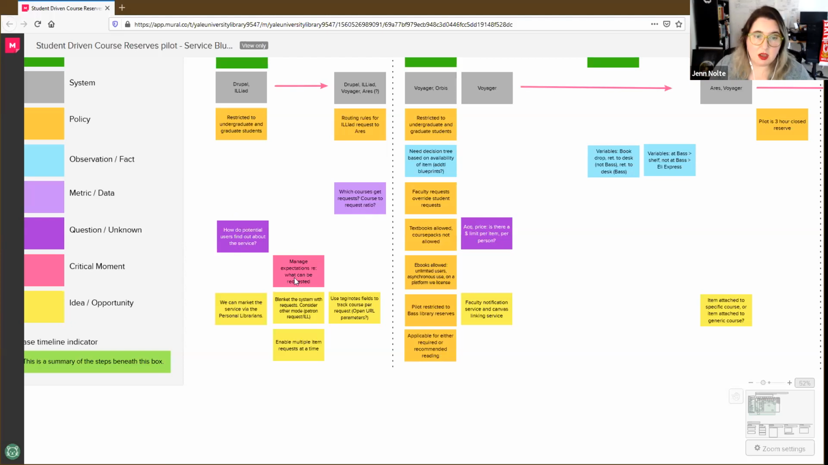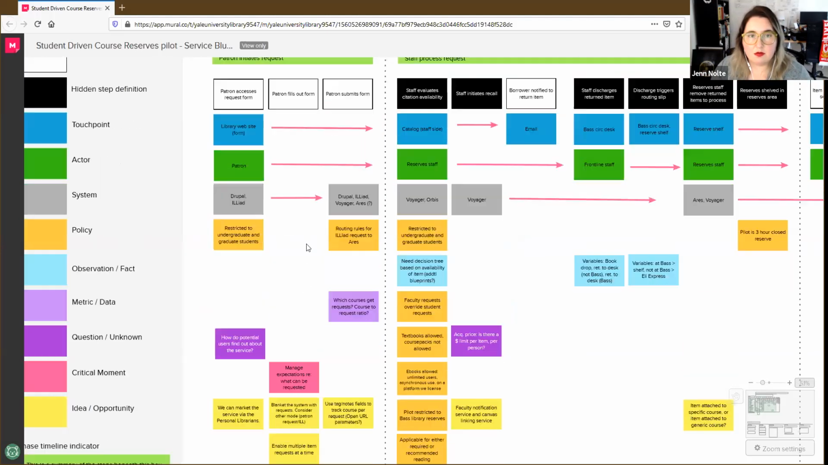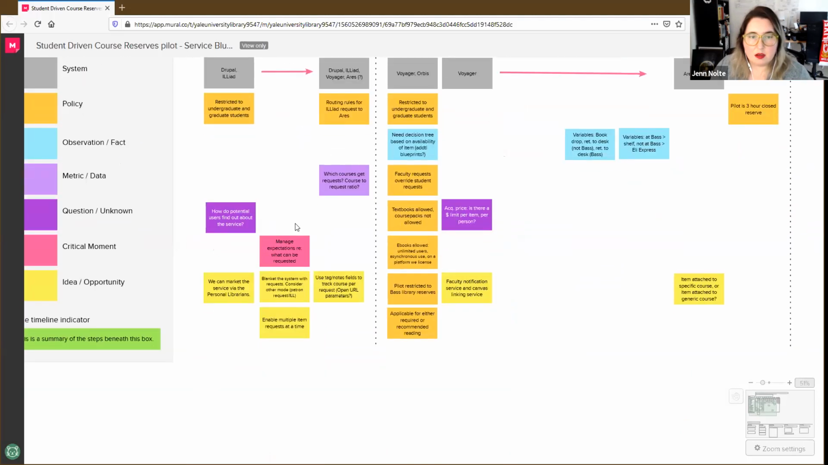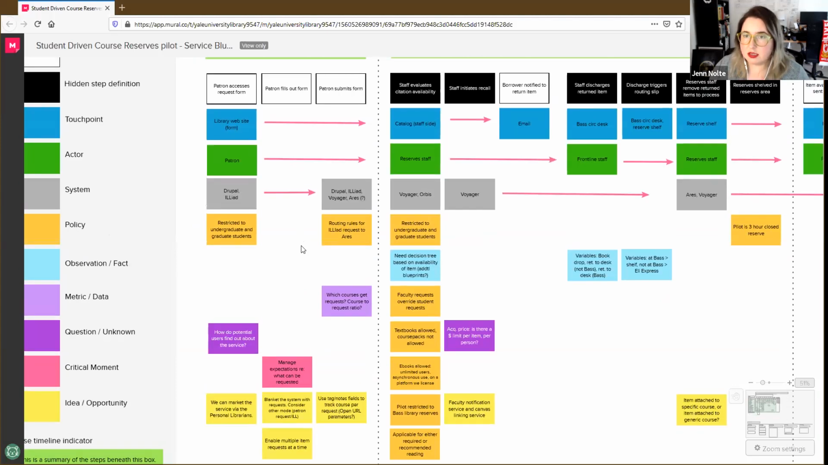It's a great question. I think there was a marketing campaign that ended up sort of answering this question that was targeted at students. And then critical moments. In this second step, where the patron fills out the form, we noted that it was important to manage expectations about what can be requested. So it's not a sky's the limit kind of thing, of course. This is a very scoped pilot kind of project. We were trying it out, so it wasn't library-wide. It was just at, I think, Bass and maybe the Marks Library or Social Science Library.